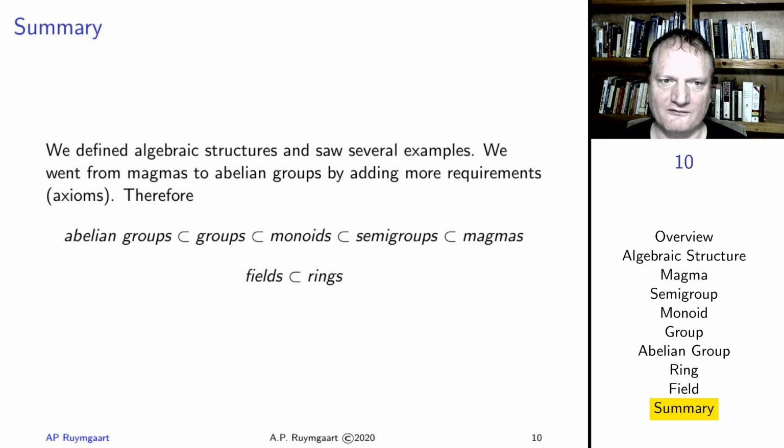And we can think of rings as a subset of abelian groups that have an additional operation defined on them, where the first operation is abelian and the second operation is at least a semigroup. And fields are rings where the second operation is a group if we exclude the zero element.